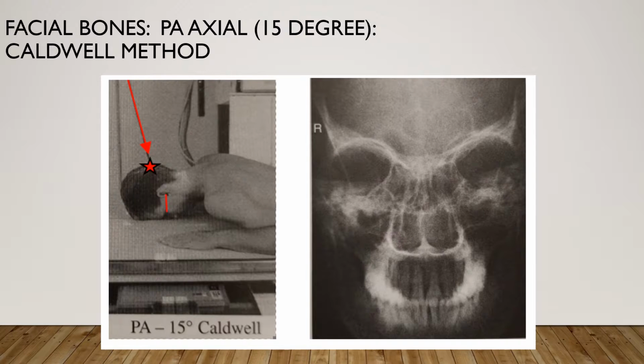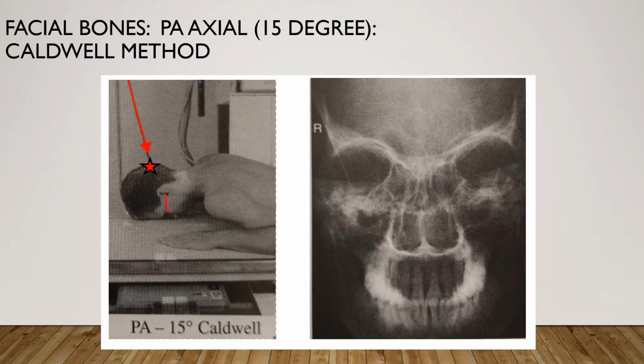Now, if we are going to be x-raying the facial bones, we're not worried about the cranium. We're just worried about the facial bones. So for a PA axial 15-degree caudal method, you're going to have the patient prone or seated erect. The mid-sagittal plane is going to be aligned to the CR and to the midline of the table and/or IR. With the forehead and nose resting on the IR, you want to adjust the head to place the orbital meatal line perpendicular to the IR.